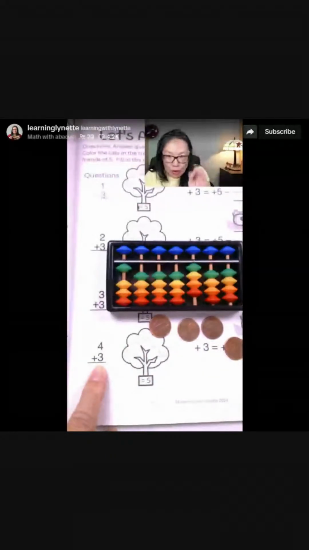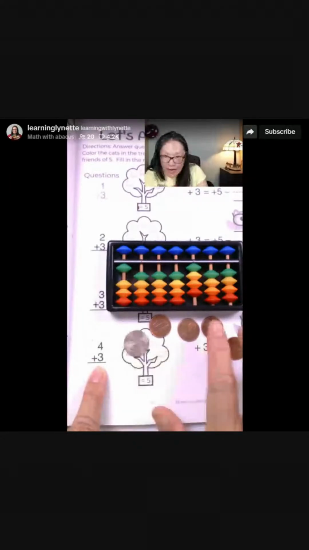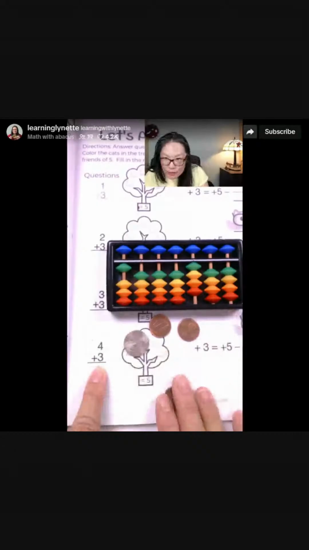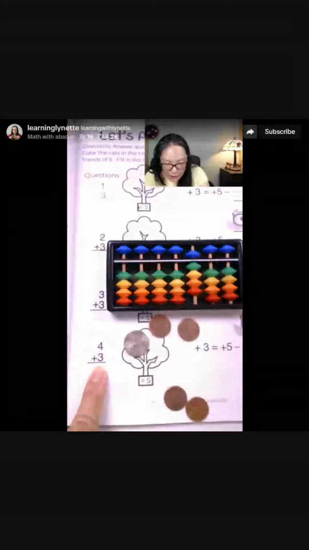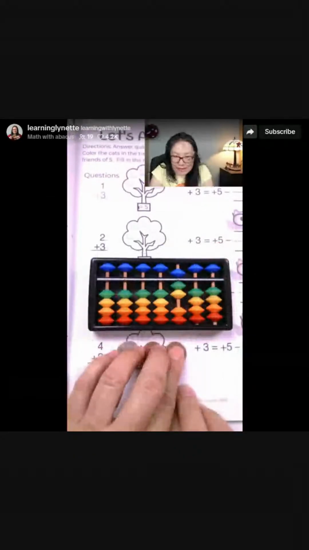When I have the 3, I'm going to give you my 5. That's too much. I need to take away the 2, right? I can show you on the abacus. I add the 5, but that's too much, and I take away the 2. So my final answer is 7. Boom, and again, that's it.